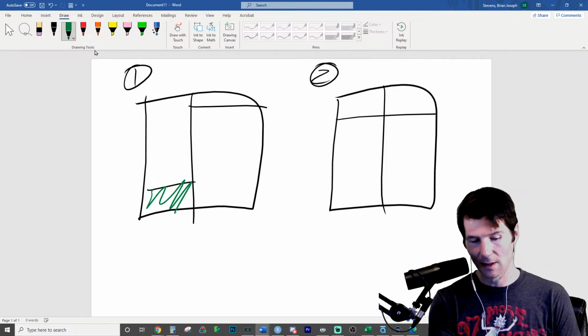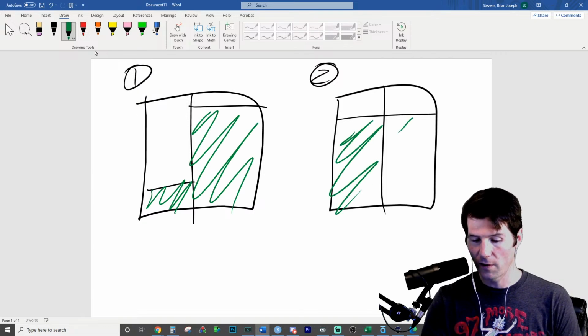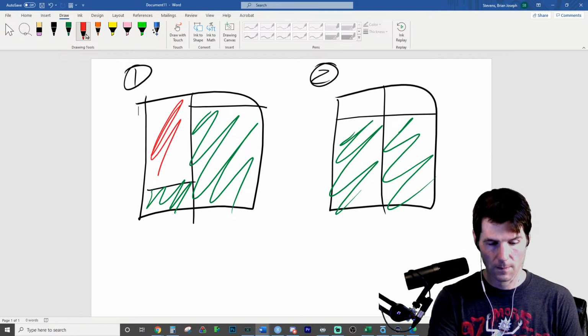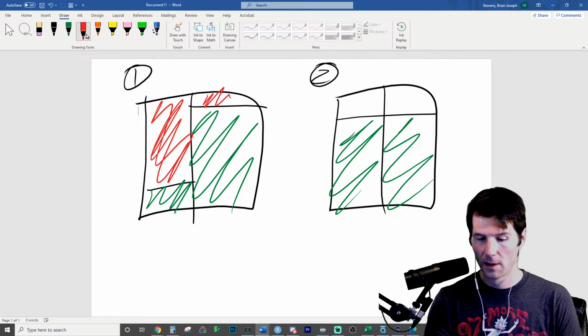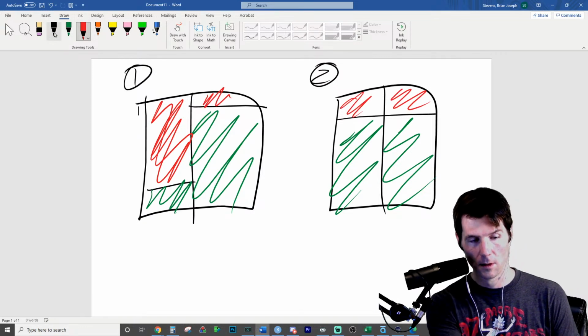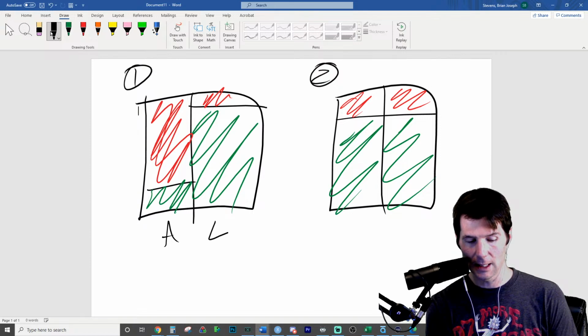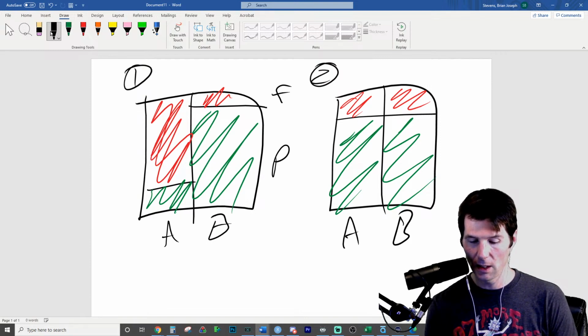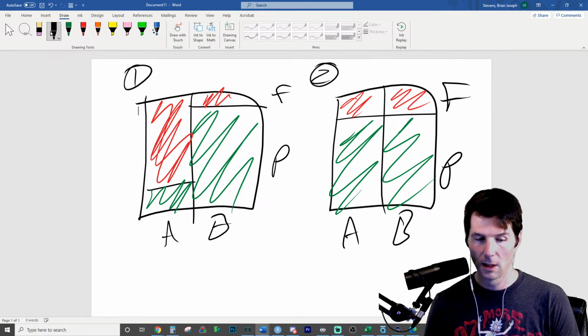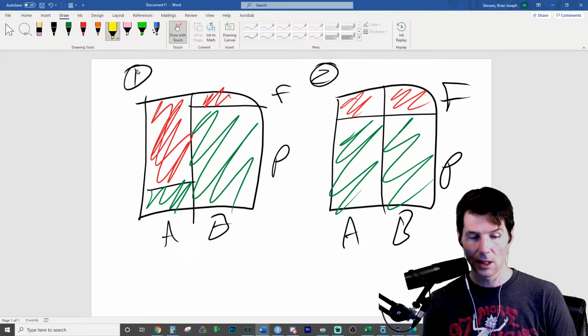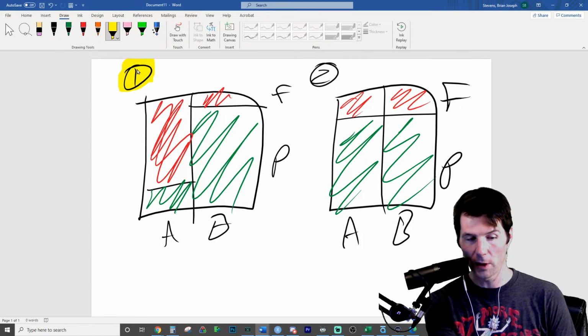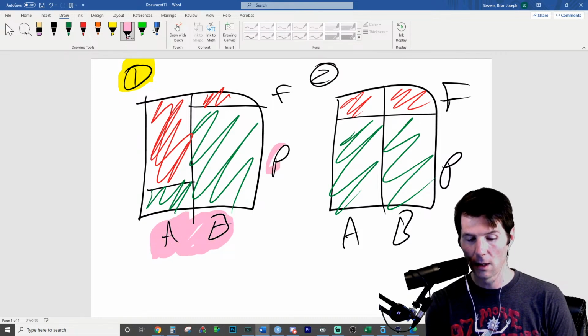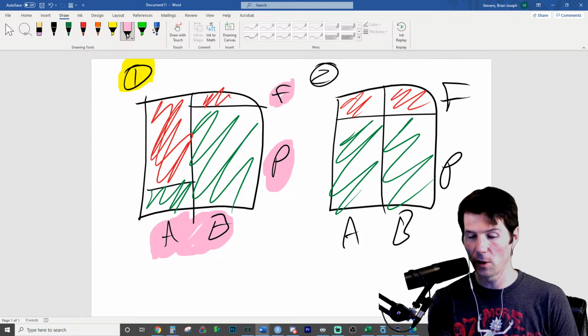So green is passing the test and red is failing the test. Let's say you have the choice between test A and test B, and here is pass and here is fail. Both of these, test A versus test B and pass versus fail, are what kind of question?